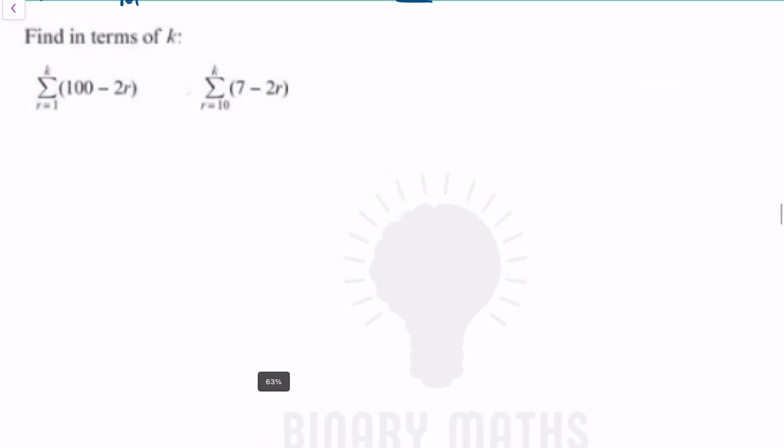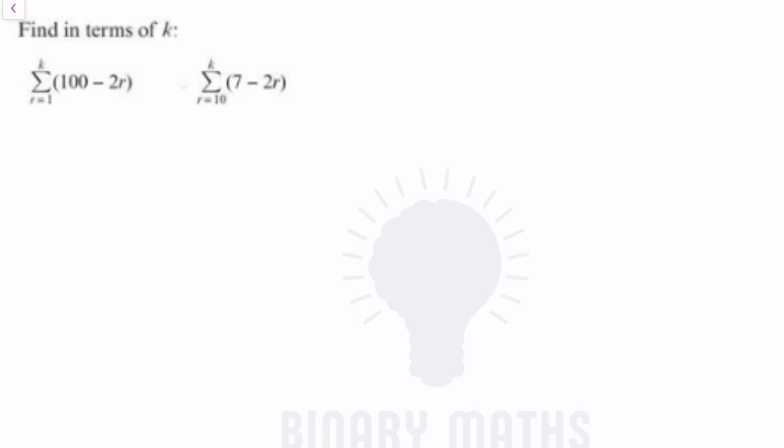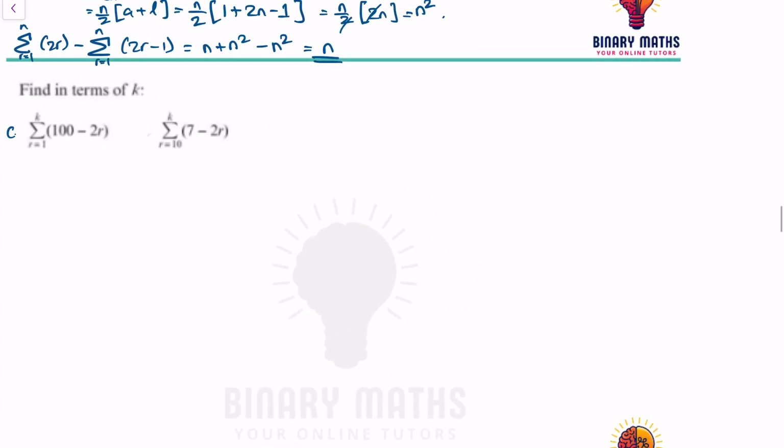Find in terms of k these two values. So a and b. Let's work out a. So the sum where r equals 1.